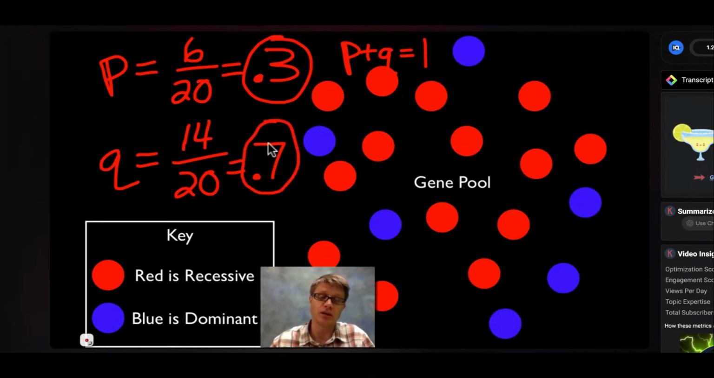And so what does this mean? Well, in a gene pool, this means that 30% or 0.3 (be cautious of percents because they can get you in trouble when you're solving the problems) of the genes are going to be of the dominant, and 70% are going to be of the recessive.